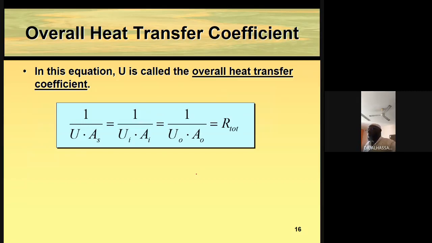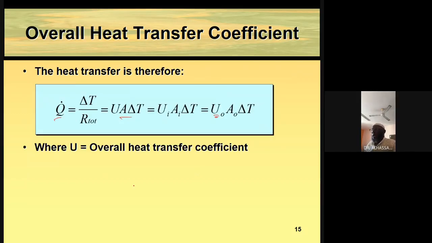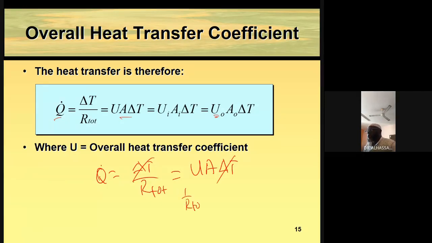and by this we can establish a relationship between R total and the overall heat transfer coefficient. If we go back, we know over here Q equals delta T divided by R total. And this is given by UA delta T. Now here delta T will cancel delta T out. So eventually we'll have 1 over R total equals U times area.